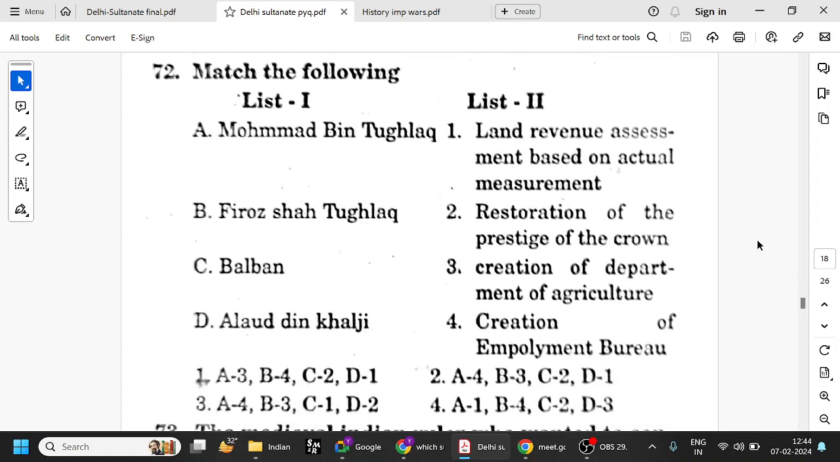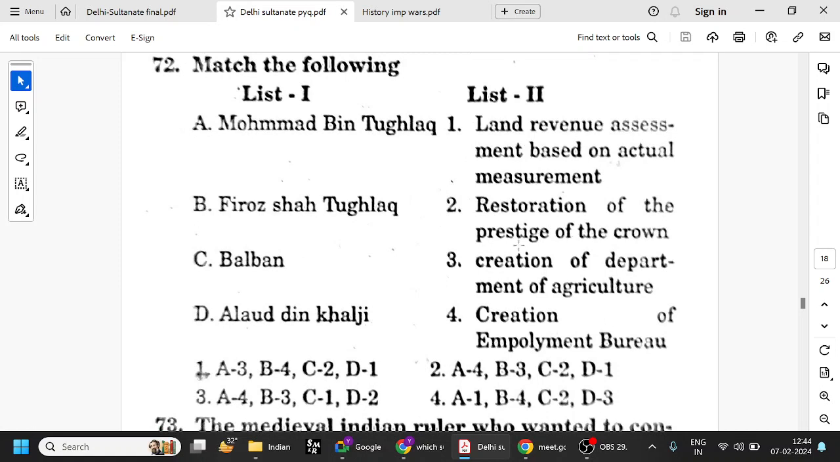So Mohammed bin Tughlaq, okay. Out of these things, land revenue based on actual measurement is usually Alauddin Khilji, because he took up several reforms, market reforms, land reforms. So land revenue assessment based on actual measurement is Alauddin Khilji, and this restoration of prestige of the crown, who is that? It is Balban. We've seen that at that time Razia Sultana was there, and she had affairs with Abyssinian slaves, etc. She was killed on the way back, and later a couple of weak rulers.